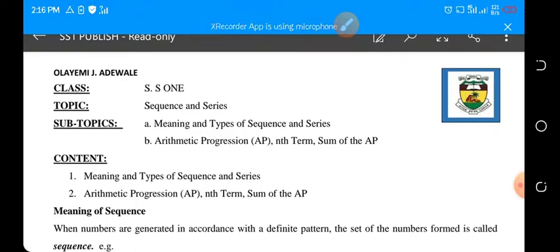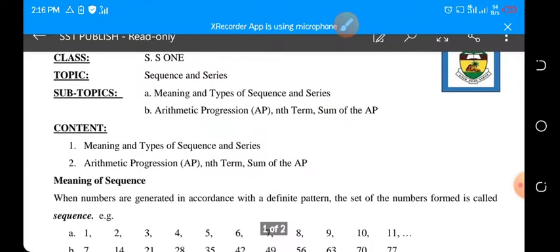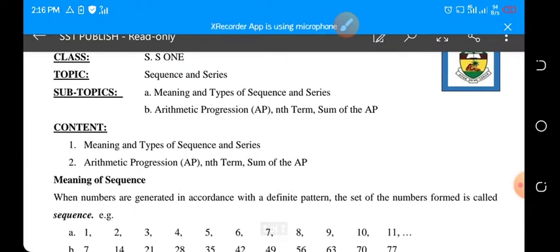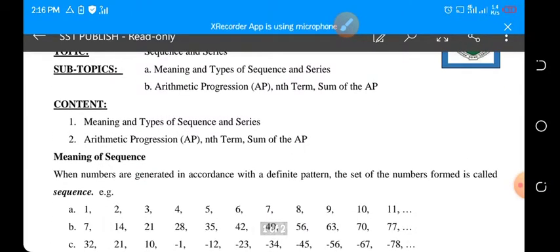And then we get one out of the types and explain the term and nth term, the sum if time permits us today. All right. And I want to believe for us to get the full concept of this, we need to listen carefully. Okay? The meaning of sequence, we need to get the definition.